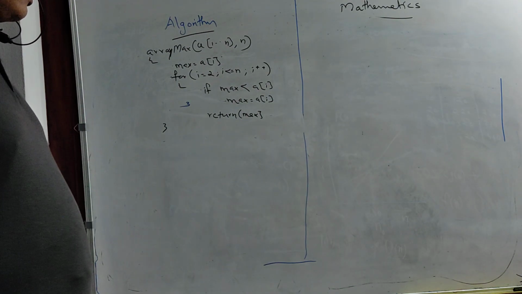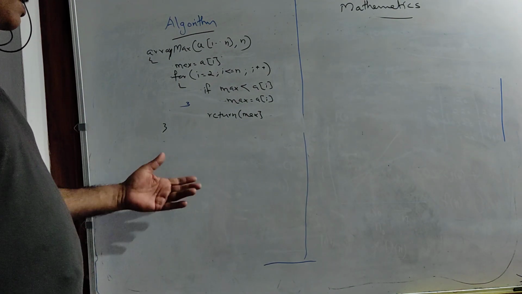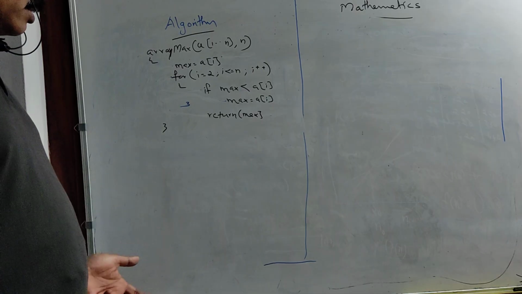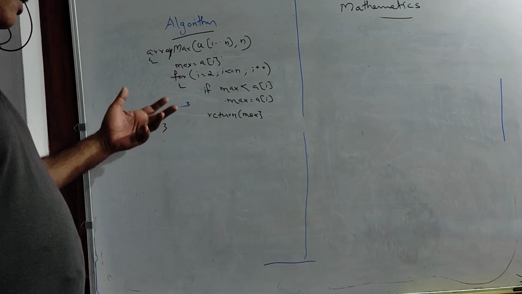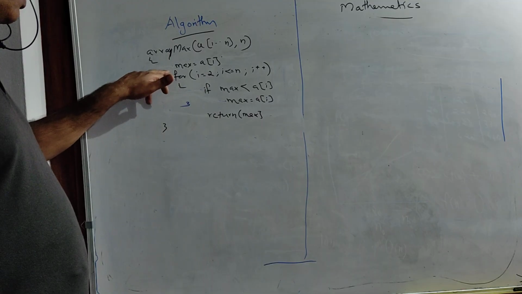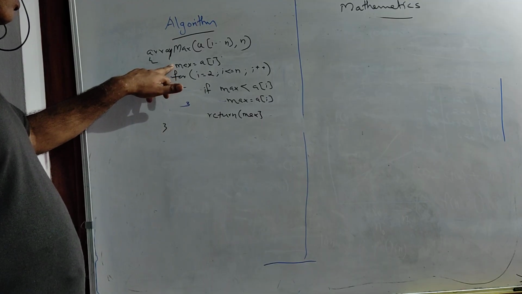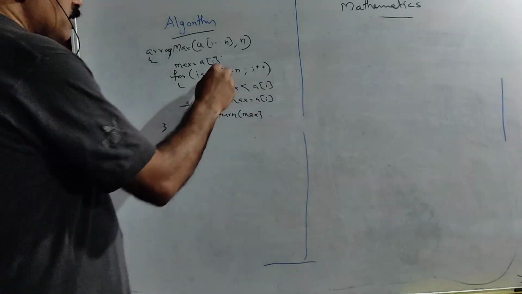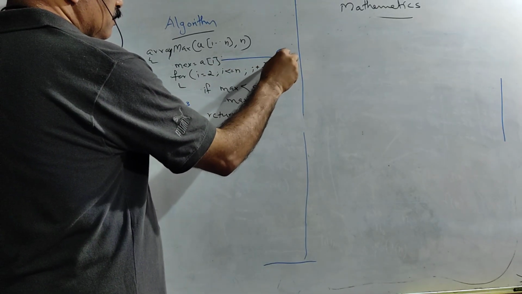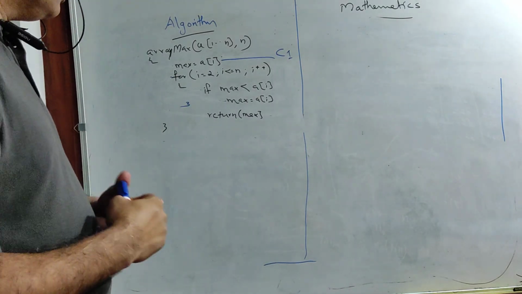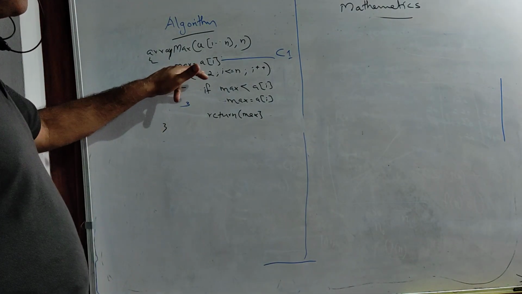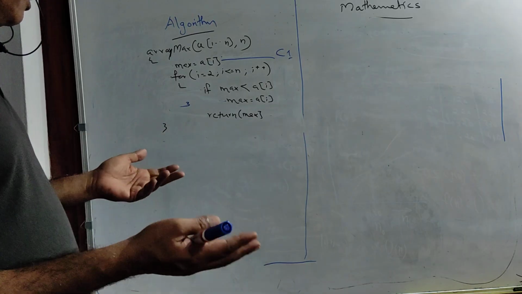We have to analyze this algorithm independent of machines and independent of languages. For that, we are assuming that the time to execute this statement is some C1 nanoseconds. We are not at all interested in the exact time required to execute max equal to A1 on any machine.